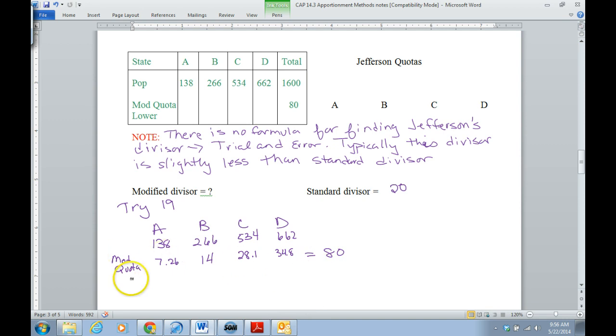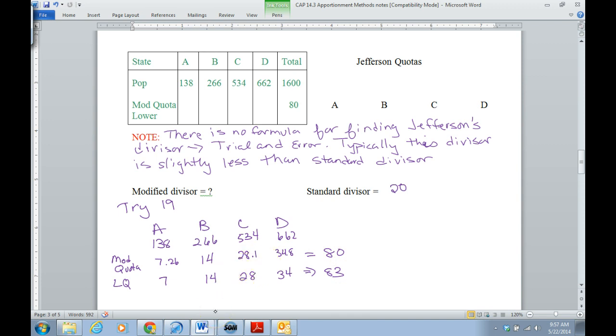If we go to the lower quota now based on these numbers, our lower quotas are 7, 14, 28, and 34. If you add all that up, it equals 83. It does not equal 80, so that is not a good divisor.